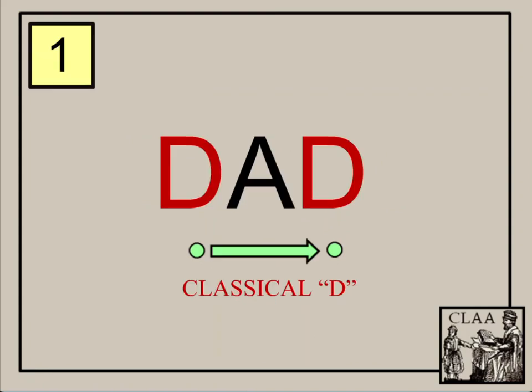Now let's move on to the English consonant D. The consonant D makes 2 different sounds in English. The first sound made by the English letter D, and the sound that we normally use to read this letter, is the sound of the classical D, d, d. Let's read this word together. Dad, dad. This is the classical sound d.